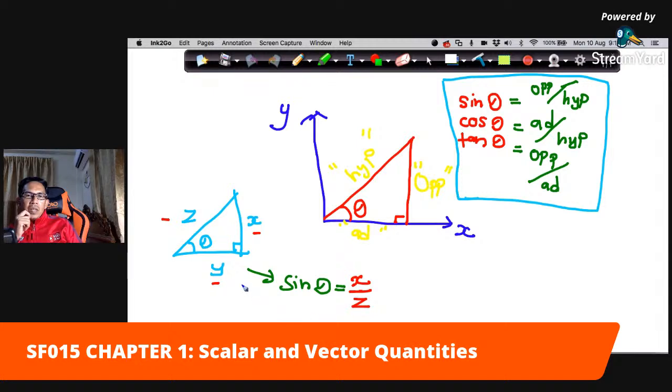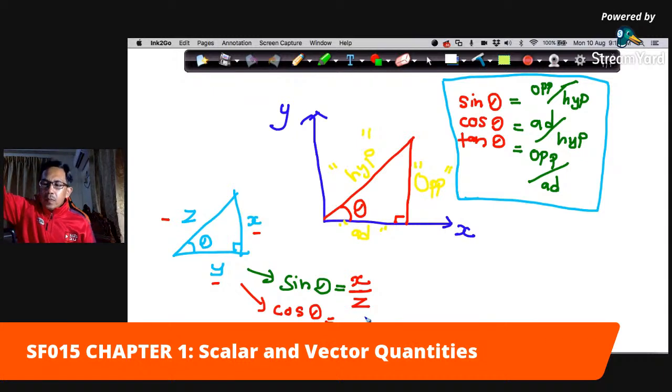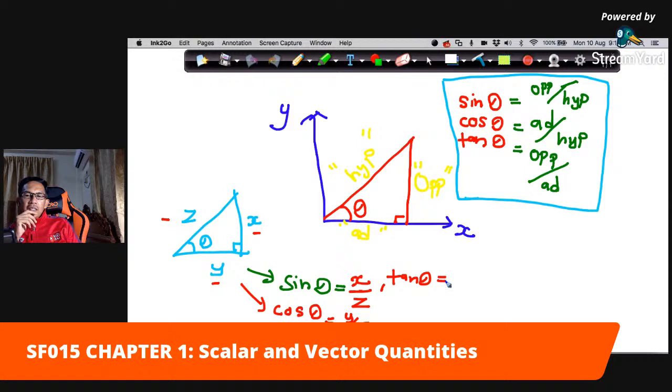Okay. So if the question asks you what is the cos theta? Cos theta class. Okay, cos theta is equal to Y over Z. Right? Okay, if the question asks you what is the tangent theta? Okay, tangent theta class. So tangent theta is equal to X over Y. Okay.